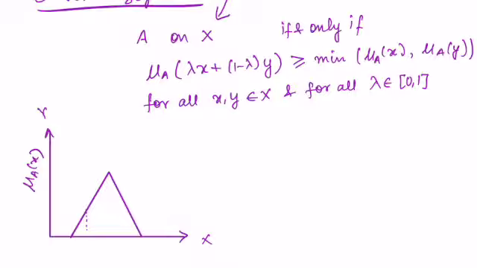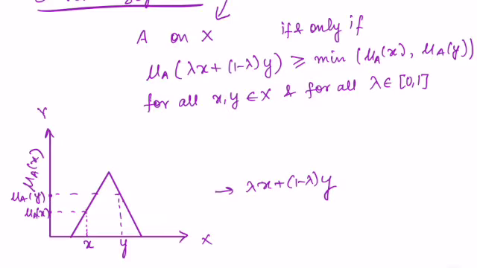We can take a point, say X here, and let us take another point, say Y here. So this is our mu A X, and this is our, say, mu A Y. So this is Y and this is X. If we take a linear combination, lambda x plus 1 minus lambda y, it lies somewhere between X and Y. Let us call this linear combination T. So it lies somewhere here.